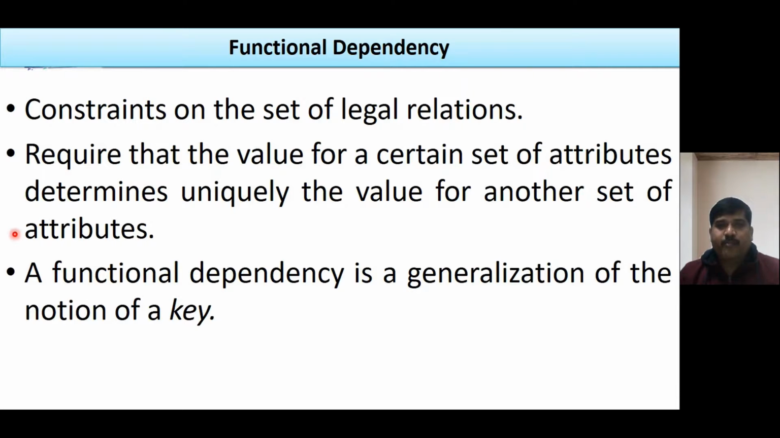In the next slide, there are some points for functional dependencies. So here we check the constraints for the legal relations. Suppose a row does not belong to R, then there is no need to check for that tuple. And here the value for a certain set of values determines uniquely the value of another set of attributes.